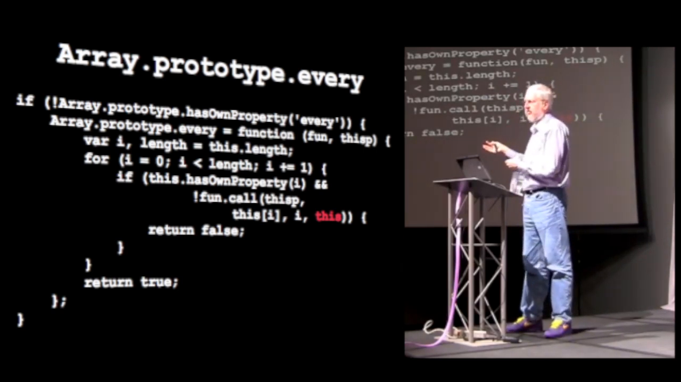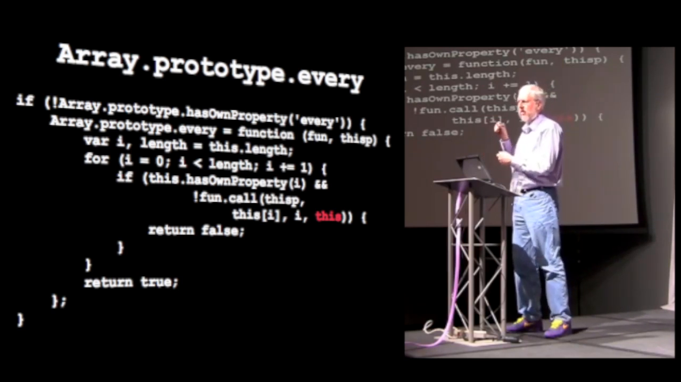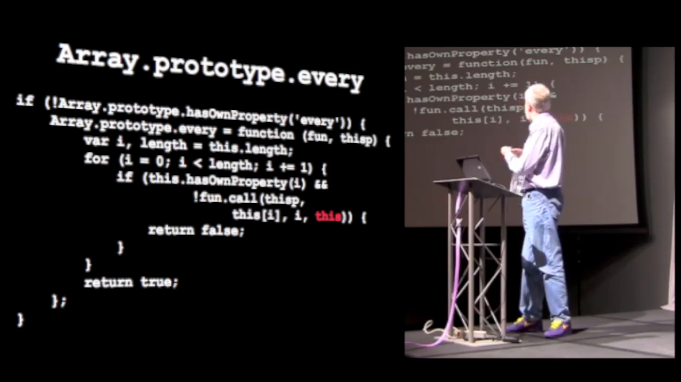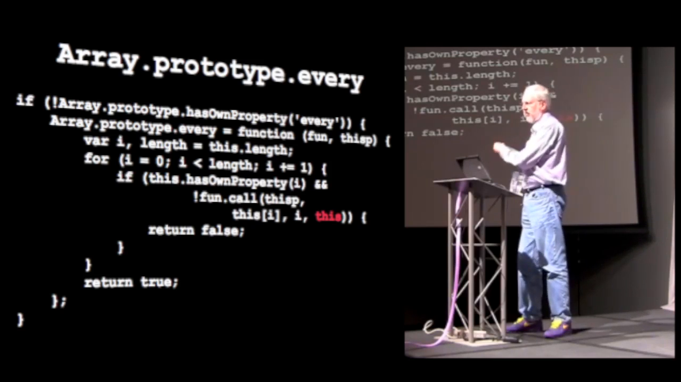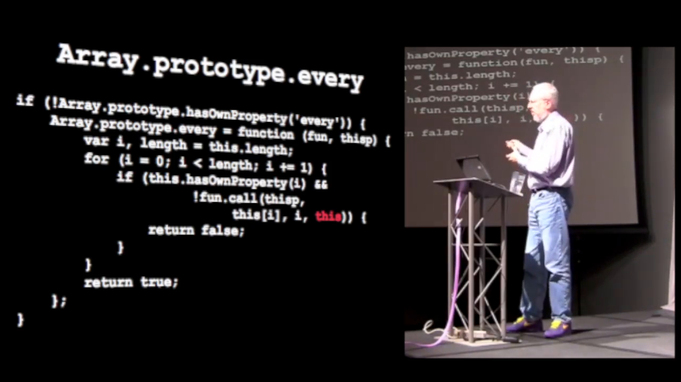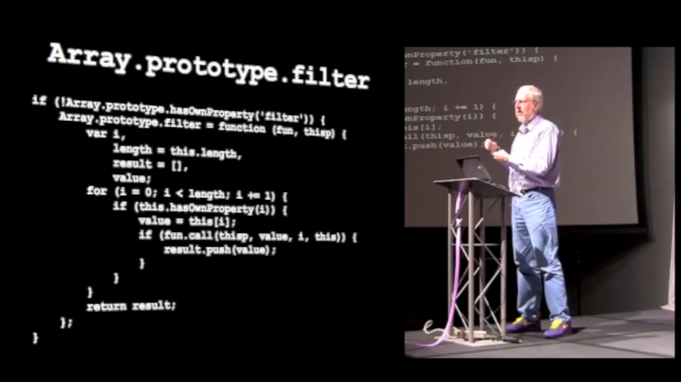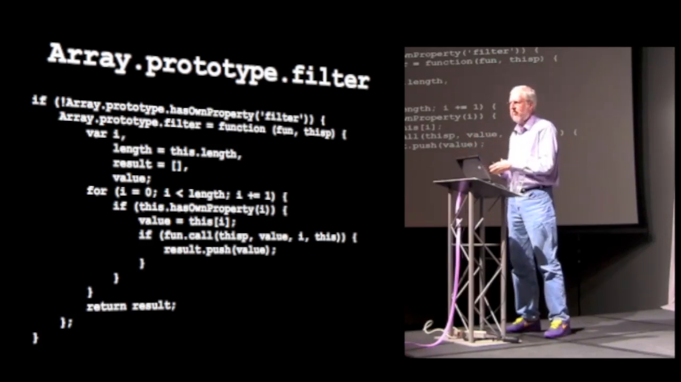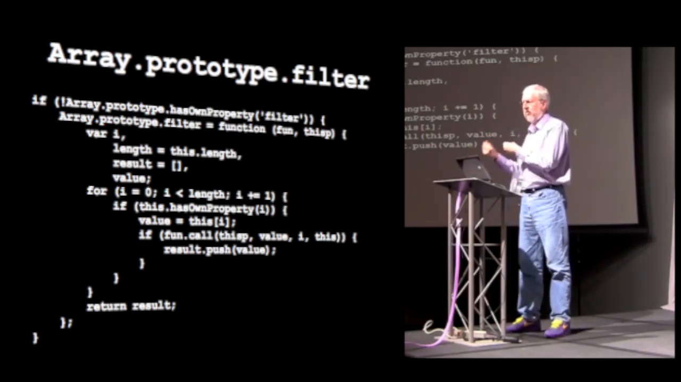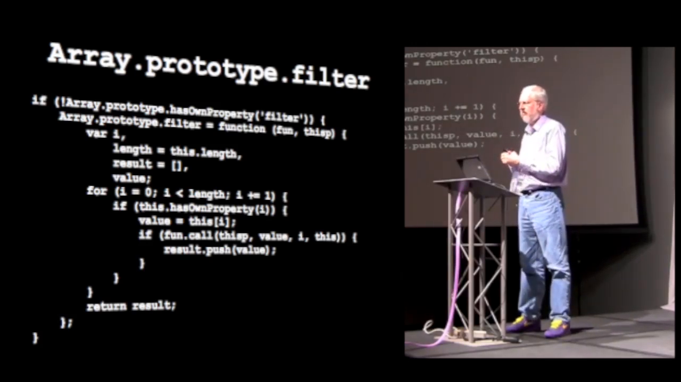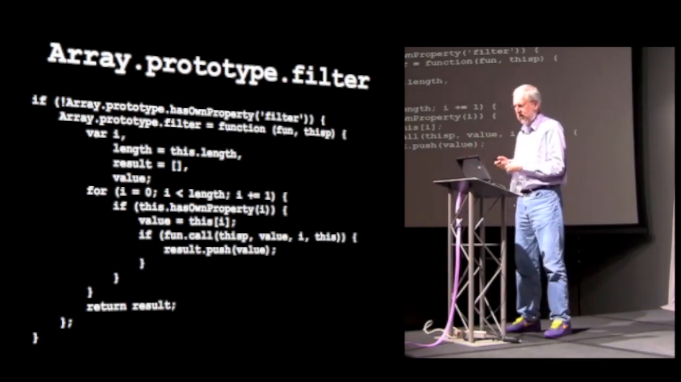So the every function is sort of an AND function where we'll call a function on each element of the array, and as long as they return truthy values, it keeps going. As long as they're true, it keeps going. We've got filter, which I think is a more useful function, where it's called on each element and returns true or false, and for all the ones where it returns true, it adds them to a new array. So it's a very nice way of selecting stuff out of an array.